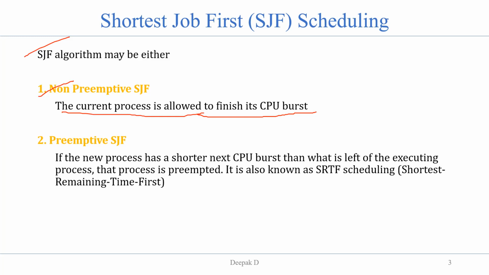But in the preemptive case, assume that a new process has a shorter CPU burst. Then whatever is executing currently is stopped and the CPU is given to the other process which has the shortest CPU burst. Hence it is called shortest remaining time first scheduling. So this is the basic information with respect to this algorithm. We shall see how we can solve problems with respect to this scheduling.